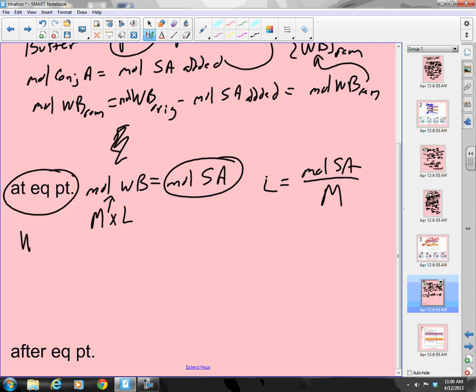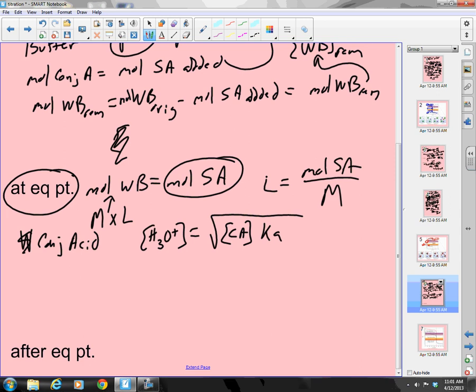Good. Now, what do I have at the equivalence point? I have a conjugate acid is what I have. And so that means my hydronium concentration is equal to the square root of my conjugate acid concentration times Ka. Okay? Good. And how do I get my Ka, though? Once again, I'm going to have to say that my Ka of my conjugate acid is going to be equal to Kw over Kb of my weak base.